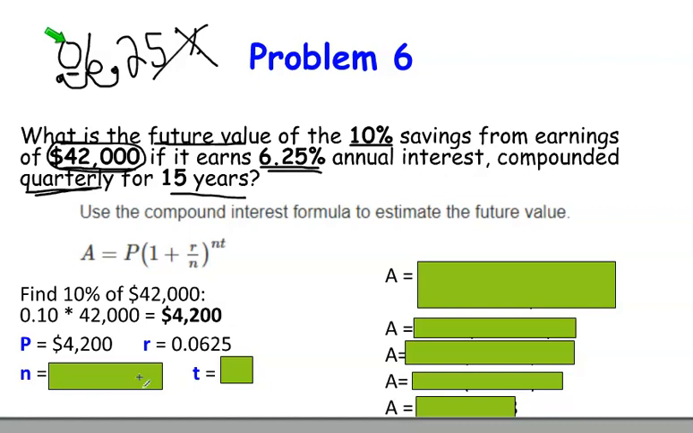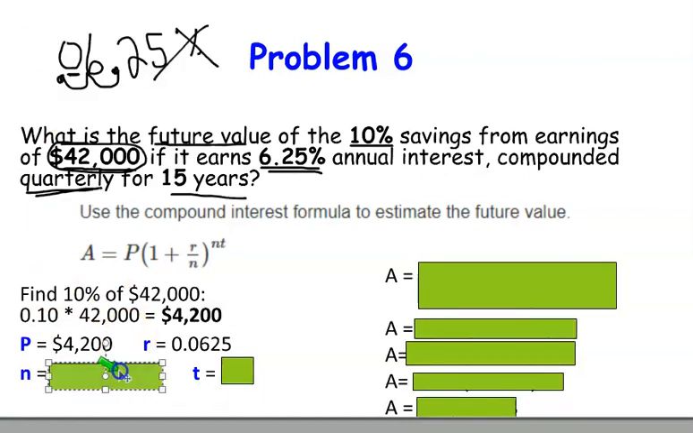Okay, so the N, this is where it's different than what we have used before. Remember N, think of that as the number of payments per year. If it's compounded monthly, how many months are in a year? 12, right? And that's the kind of problem we have mostly seen. But now it's quarterly. So when you see quarterly, that means you are paying 4 times a year, not 12 times a year. So your N is 4, and your T is the number of years. That is 15. You got it.